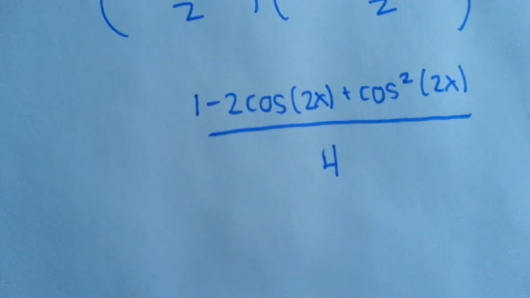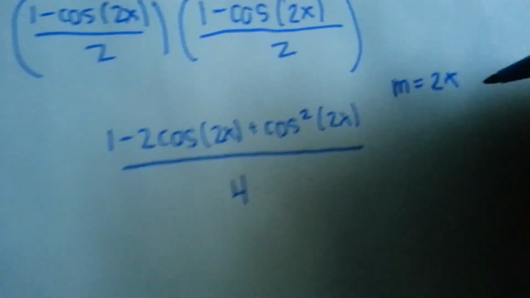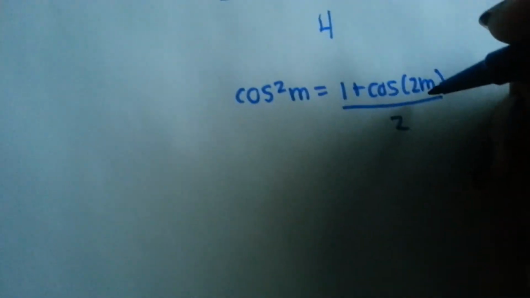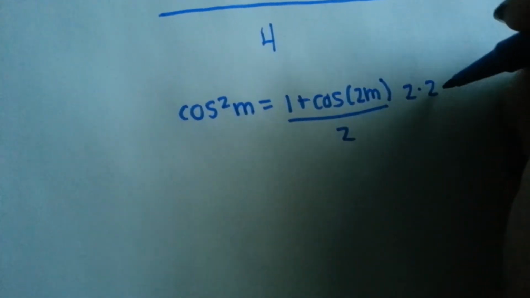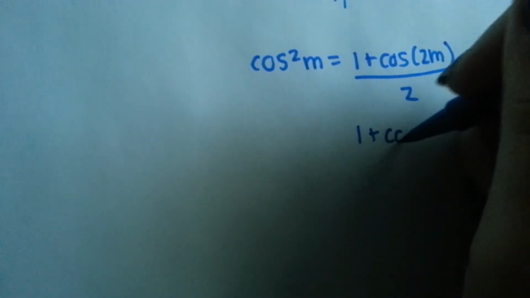Okay, so now we're going to want to solve for cosine squared 2x. So we're going to make our life easier and make m equal 2x. So we're going to have cosine squared m, and that is another of our power reducing formulas. In this one, it is 1 plus cosine 2m, because now that's our variable, over 2. So now we have 2m, and we know that m equals 2x, so we're going to plug in 2x. So we're going to have 2 times 2x, which gives us a total of 4x. So now we have 1 plus cosine 4x over 2.